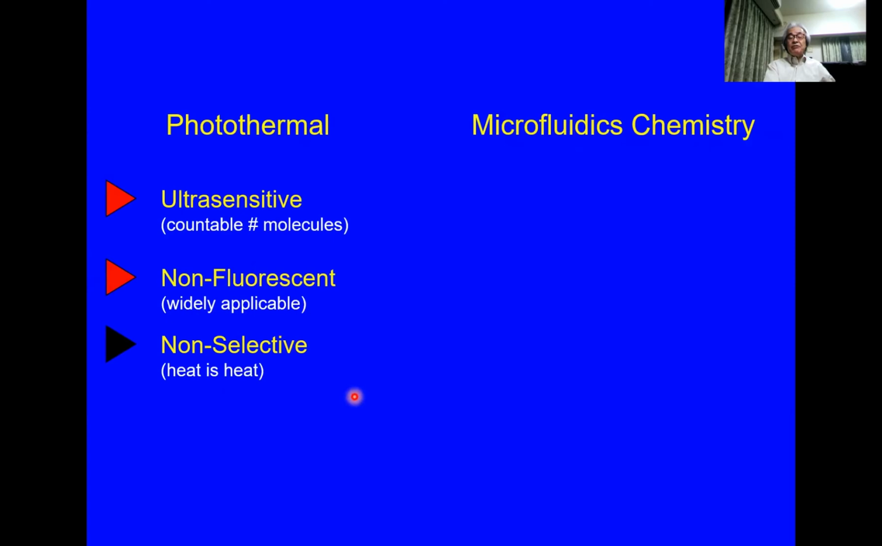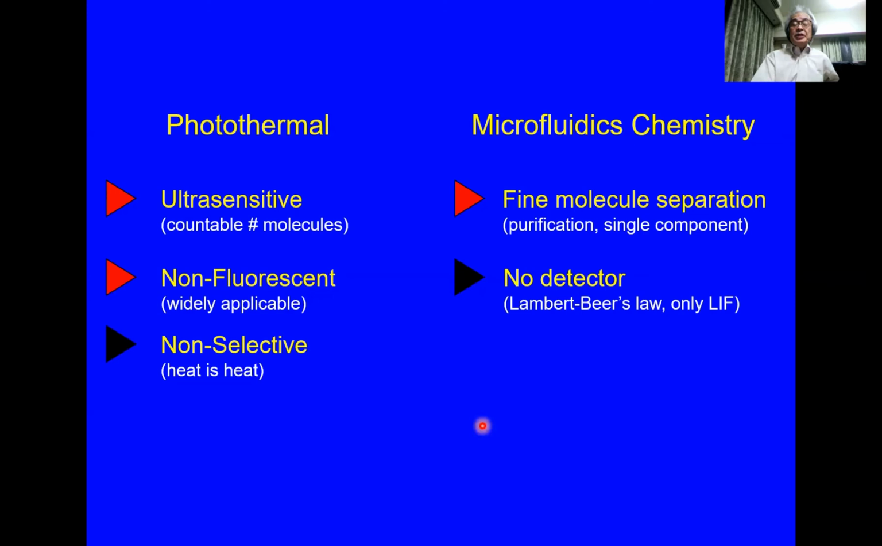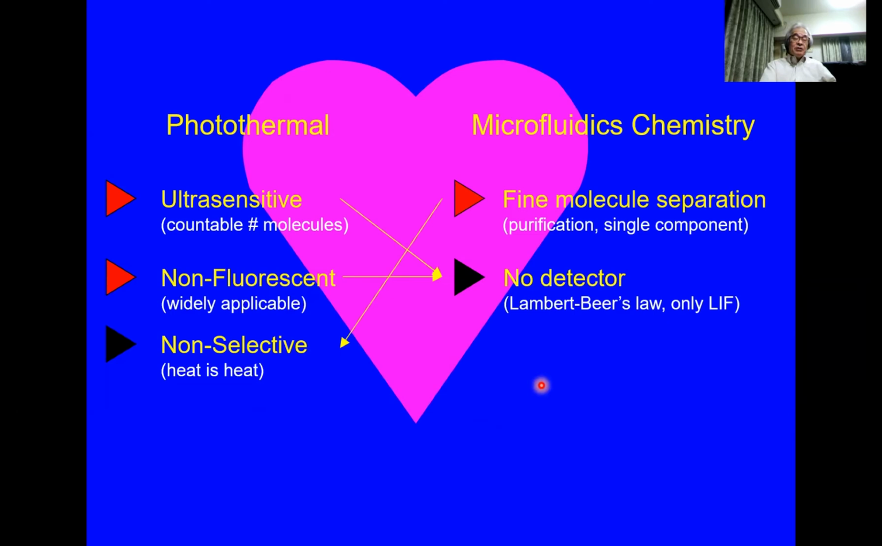And then microfluidics and nanofluidic chemistry enable fine molecular separation and purification, so it becomes a single component. The problem of micro and nanofluidics as a detector is the Lambert-Beer barrier, so absorption spectroscopy cannot be applied. That is why only LIF was used as the detector. However, our photothermal detector can compensate for those demerits of each other. The microfluidic chemistry provides the selectivity for a single component, and the photothermal spectroscopy provides the brutally sensitive detector. That is why photothermal spectroscopy and microfluidics and nanofluidics chemistry are a very good marriage. This is my conclusion. Thank you for your kind attention.